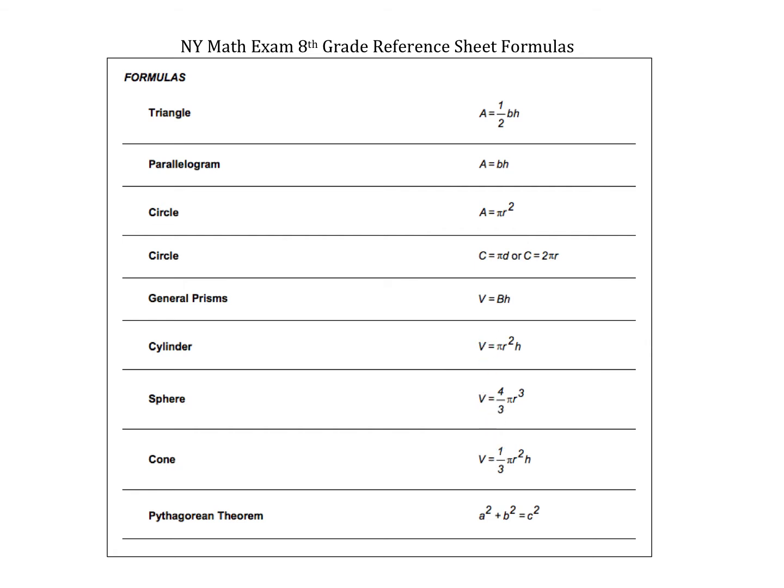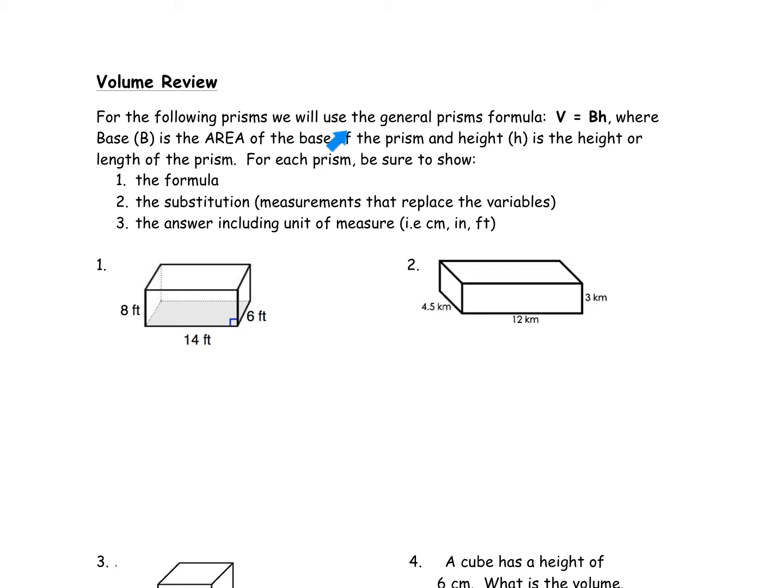And we'll discuss the rest of these formulas as I get to them, but we're going to start out with this general prism formula. So turn to the next page, please. For the following prisms, we'll use the general prism formula, which we just discussed. Volume equals BH, where B, capital B, is the area of the base of the prism, and height is H. And it's the height or length of the prism based on orientation. For each prism, be sure to show the formula, the substitution, the measurements to replace the variables, and the answer including unit of measure. So for instance, if we're working with centimeters, inches, feet.